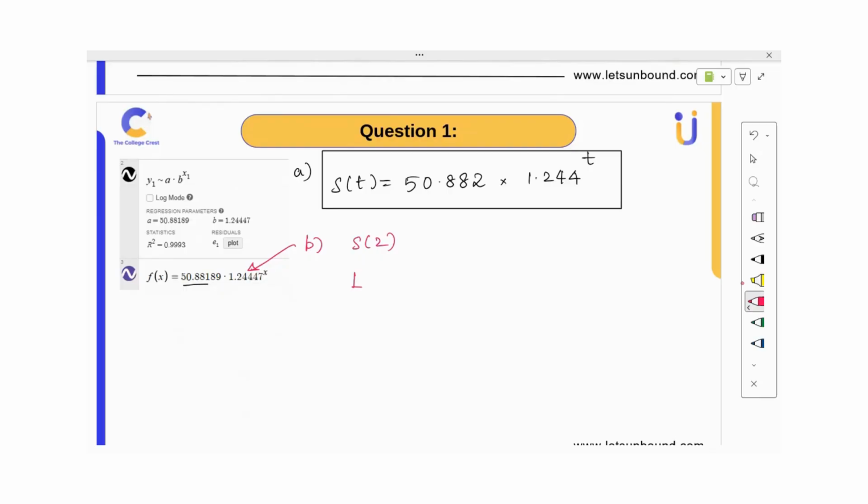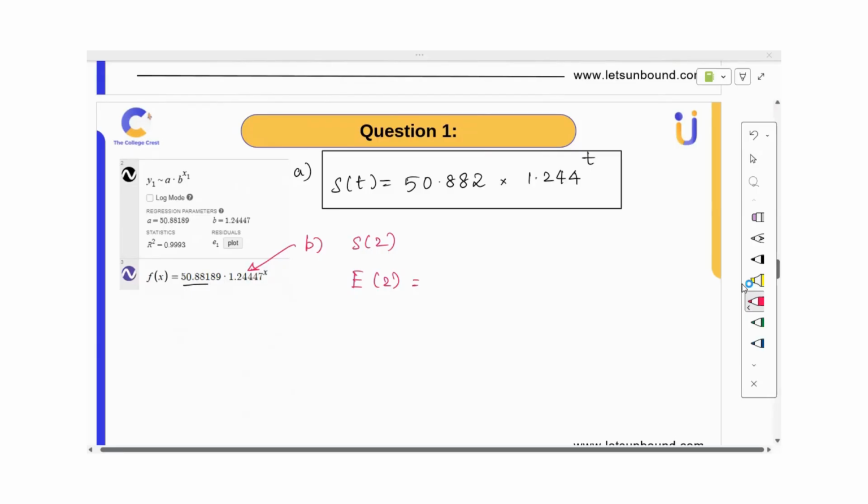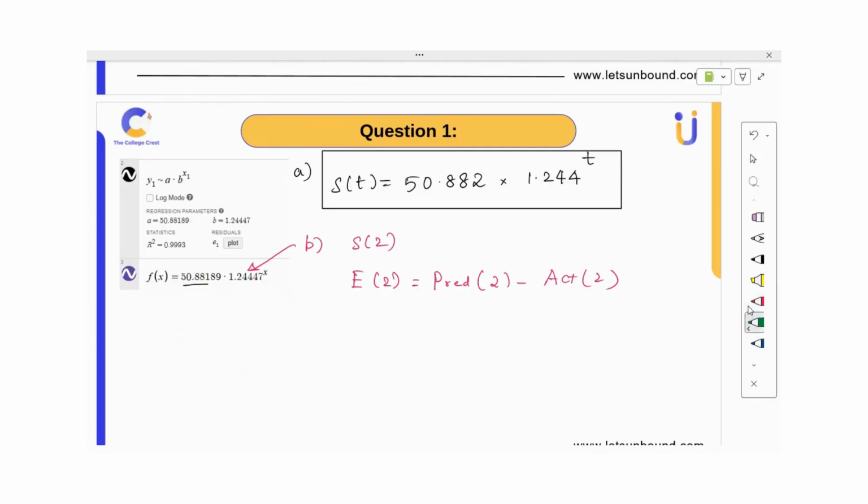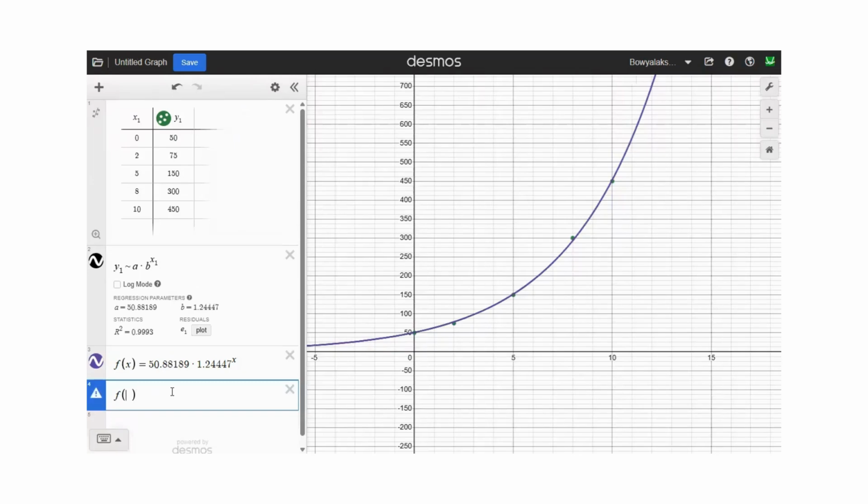And also we need to find the error at 2. Error at 2 is the predicted value at 2 minus the actual value at 2. Predicted means from the graph, actual means what is given in your problem. So we are going to do this in the calculator real quick. f of 2, actually in our context it is S of 2, but here it's this.